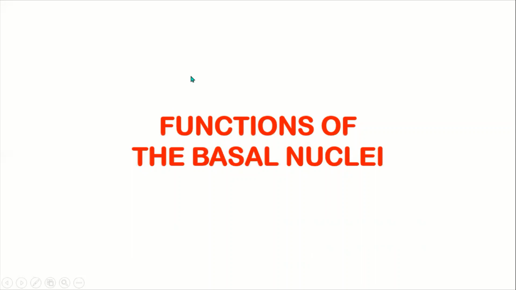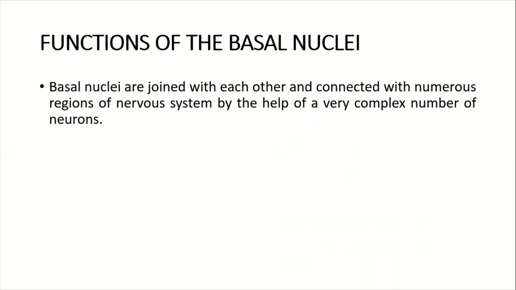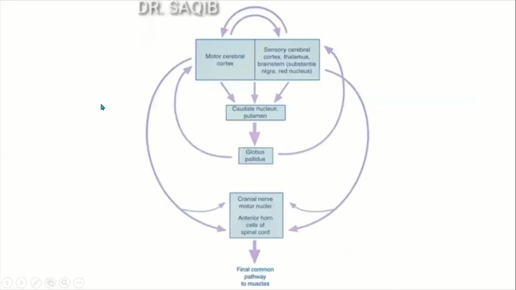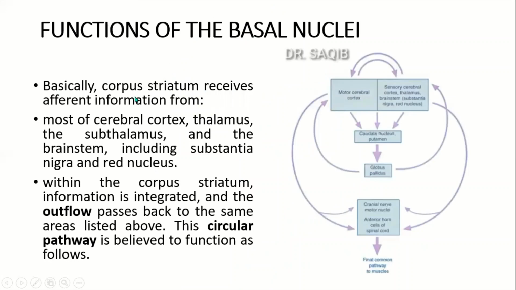So again, the functions of the basal nuclei. Let's discuss. Basal nuclei are joined with each other and are connected with numerous regions of the nervous system by a very complex number of neurons. This is a diagram and flowchart I discussed with you already. This is your basal ganglia, the caudate nucleus and the putamen, which receive the input, and this is the globus pallidus giving the main output. So basically, the corpus striatum receives afferent information from most of the cerebral cortex, thalamus, subthalamus, and the brainstem, including the substantia nigra and the red nucleus.